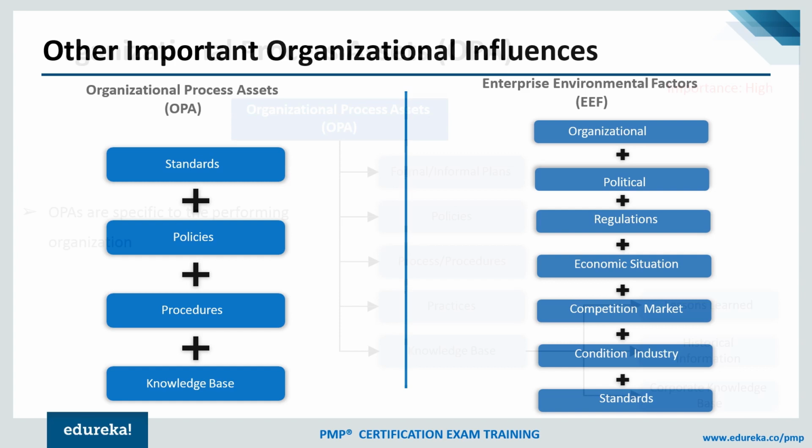There is a whole lot of structure around it. There is an organization in which you're working, and that organization has certain specific traits or certain behavior. It has certain culture. It has certain specific guidelines. It has certain specific standards to follow. So you must consider all those factors, and that is where your OPA, which is organizational process assets, and EEF, which is enterprise environmental factor, will come and play a major role.